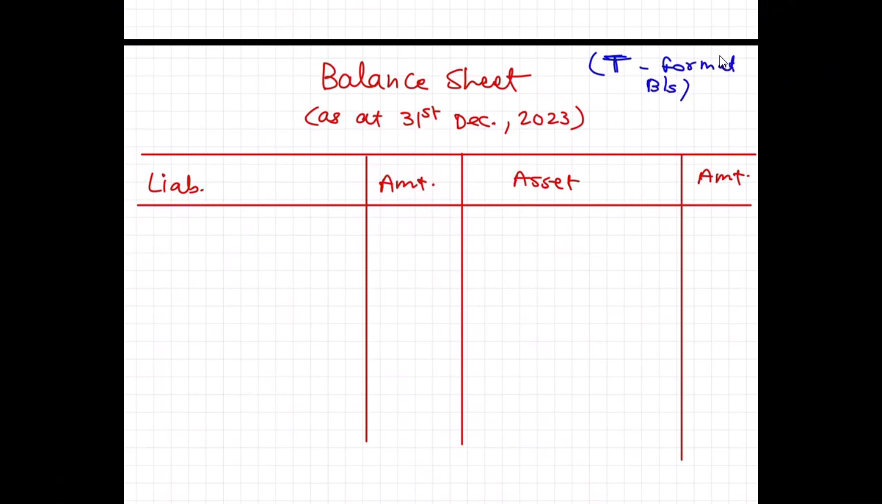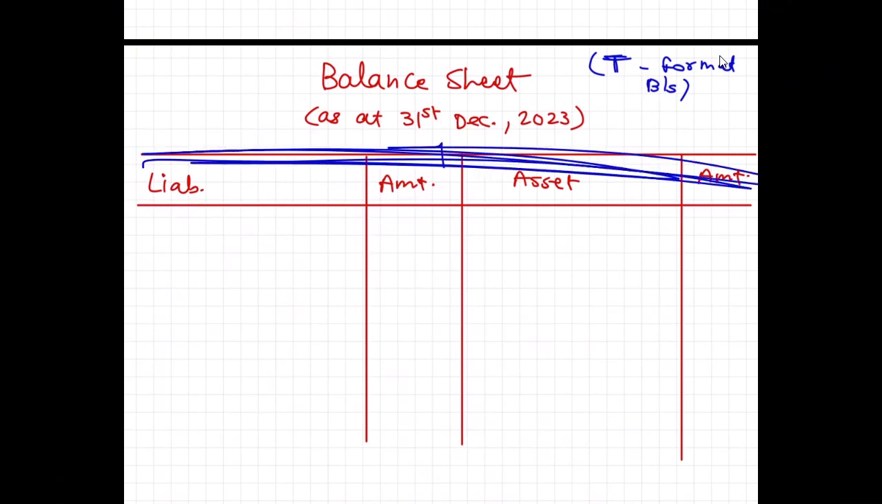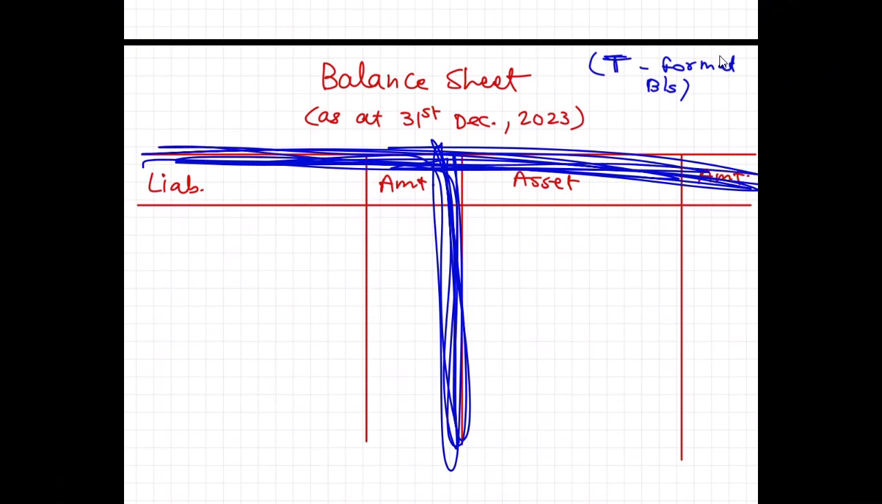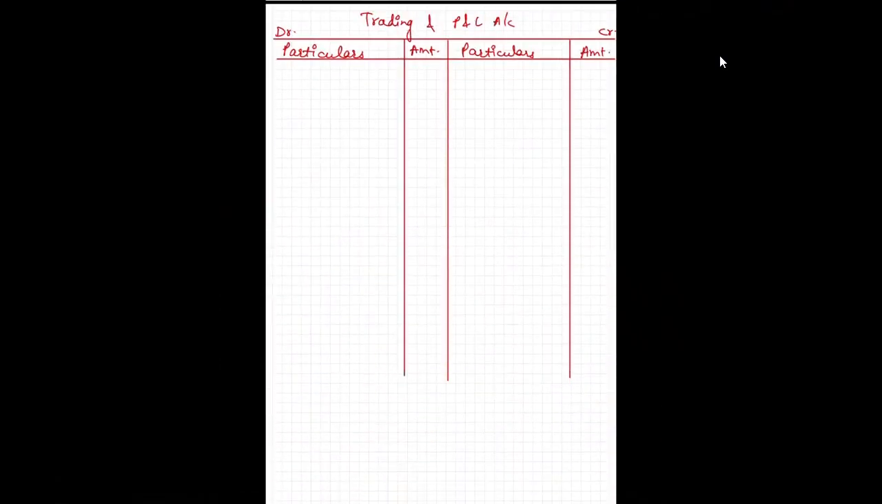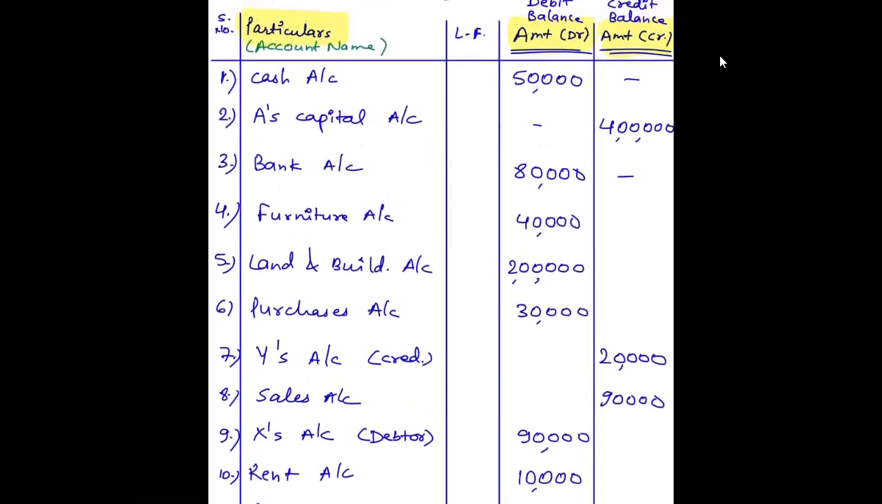Why T format? Because you can see this is the T they are talking about. On the left side, we have liabilities. On the right side, sorry, we have the assets. So that is the T format which they are talking about. Now, let me go back to my trial balance.